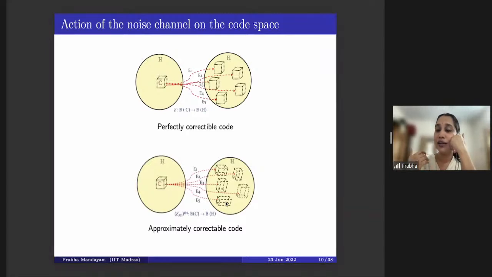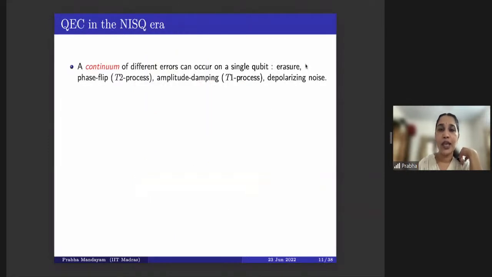Okay. And what approximate correction tells you is that even in such a scenario, it may still be possible to detect and correct up to a certain extent. And that is what the idea of approximate correctability is. Okay. So before I move on to that, I just want to motivate this idea a little bit more.